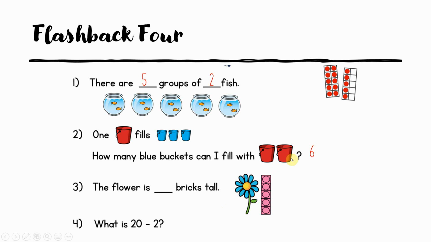Question 3. The flower is bricks tall. How tall is the flower? So I've got to count the bricks. 1, 2, 3, 4, 5. The flower is 5 bricks tall. Okay, question 4. 20 take away 2. I know I need to count back to find out what the answer is because there is a takeaway, and that means the number will get smaller. So 20, 19, 18.